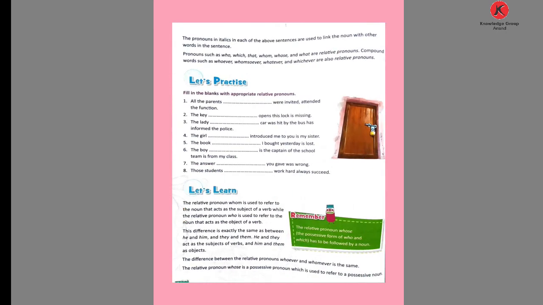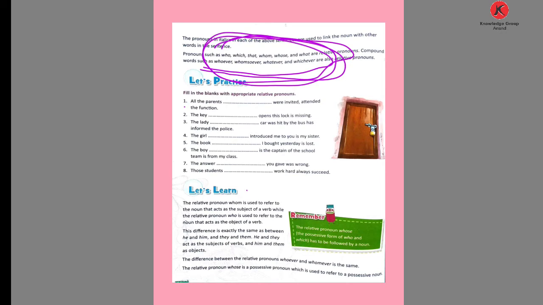Then the next page, C. Here is the exercise. What is the exercise? Fill in the blanks with the appropriate relative pronoun. What we do here is put the relative pronoun appropriately. What is the sentence? All the parents, blank, were invited, attended the function. Here we need a relative pronoun, a WH word.